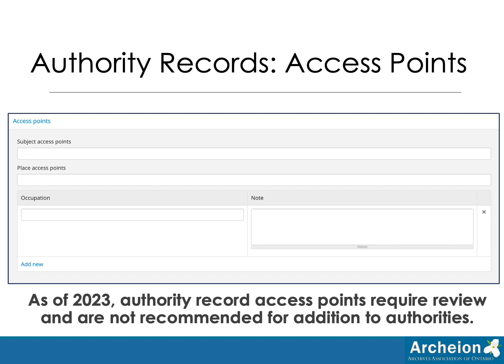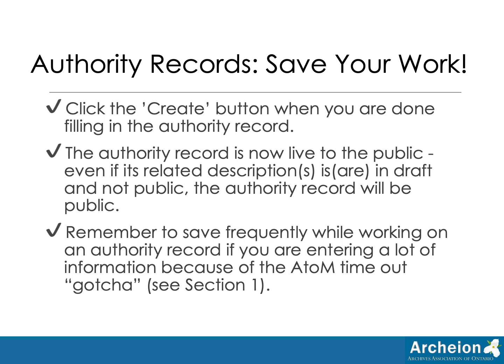Once you've filled in all mandatory fields and checked that you've filled in as many recommended fields or optional fields as you can, click the Create button at the bottom of the ISAR Authority Record Edit form to publish the authority record. Once an authority record is created, it is live to the public. Even if its related descriptions are in draft and not yet public, the authority record will be public.